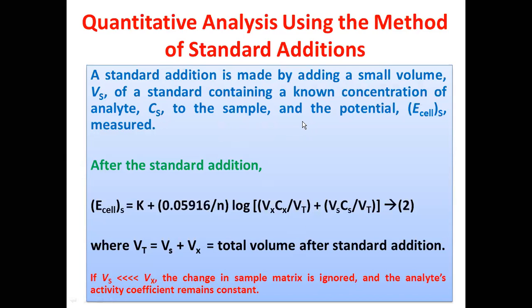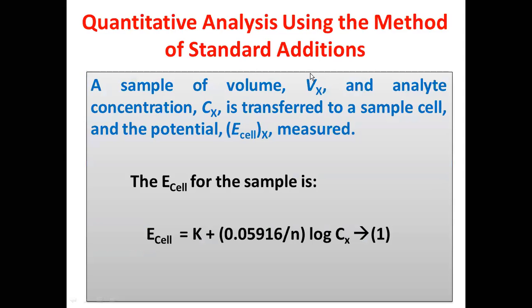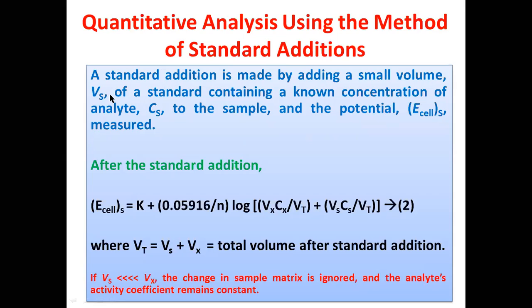You spike this into the solution. What you have taken is Vx of the sample, and you spike the standard of volume Vs into Vx. Then you measure the EMF, that is going to be E cell S. After the standard addition is done, you measure the EMF. Then the EMF is related to the concentration of the standard and the concentration of the analyte, because it is containing both Cx and Cs.